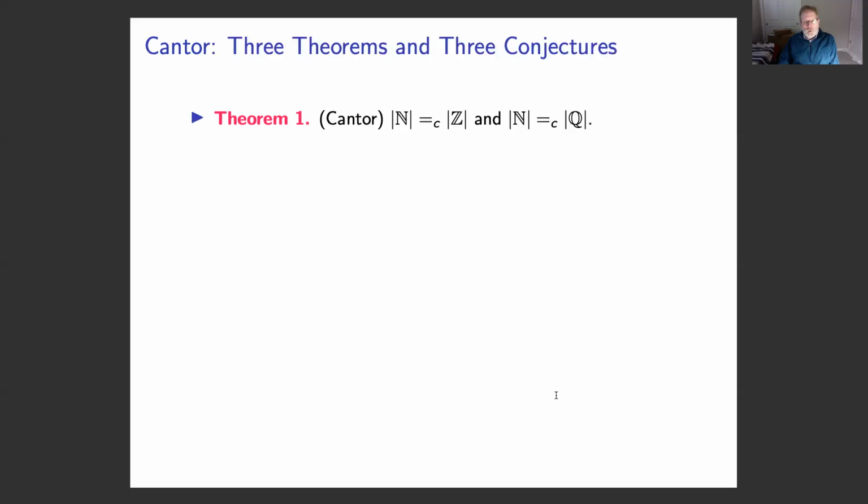So now we're going to talk about three theorems and three conjectures due to Cantor. Cantor's theorem: Cantor said the set of natural numbers has the same size as the set of integers. And he also proved, as we mentioned before, that the set of natural numbers has the same size as the set of rational numbers. Now, initially, of course, mathematicians found this to be quite bewildering.